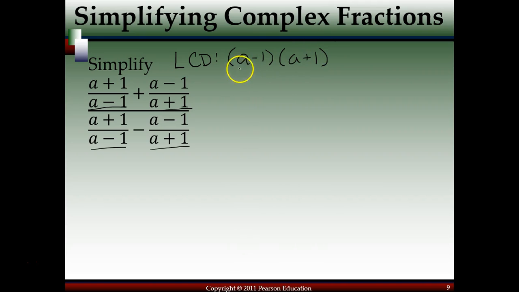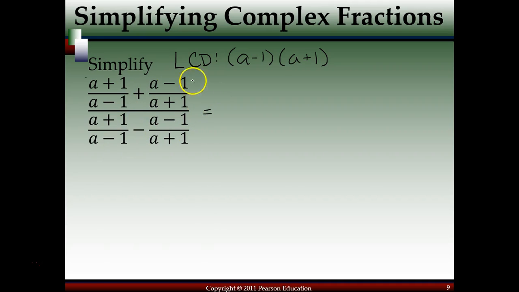Now, if you don't want to say let's multiply all of this by the LCD and all of this by the LCD, you can look at these as individual fractions and just say, let's multiply this by the LCD, and then this, and then this. All four of these fractions multiply by the LCD. Okay, so that's what I'm going to do.